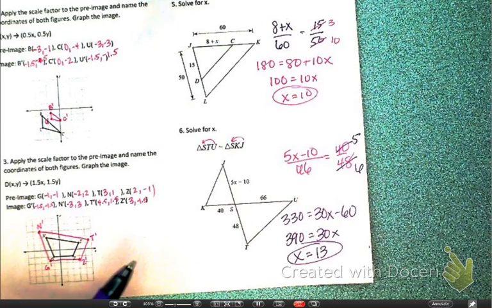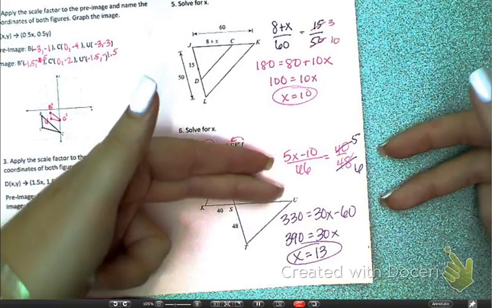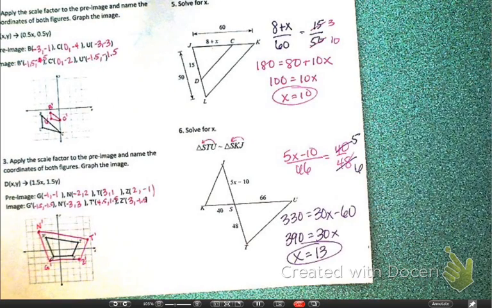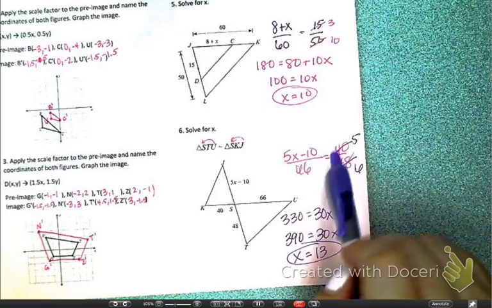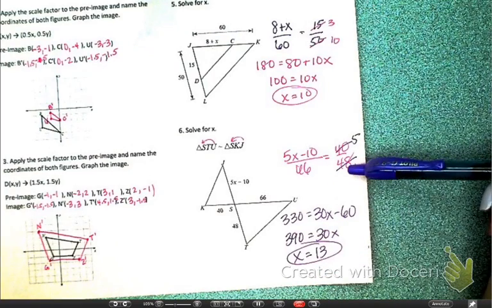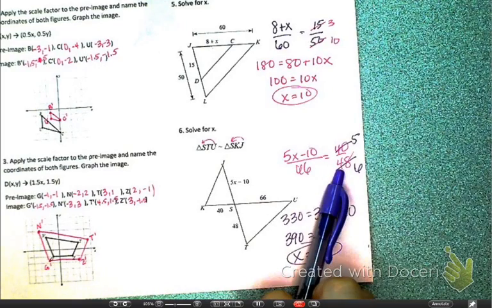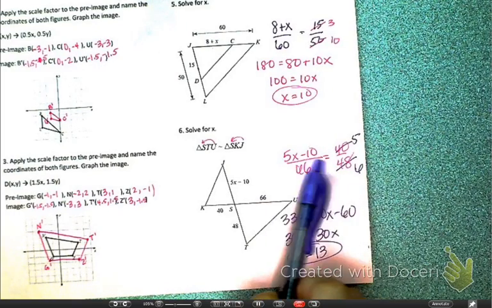48 over 40 equals 66 over 5x minus 10? Then your proportion's literally just flipped upside down? So you did your math wrong somewhere, because you should get the exact same answer. Did you distribute? Okay, first question, did you simplify before you cross multiplied? No, okay. Did you multiply 48 times 5x and by negative 10?